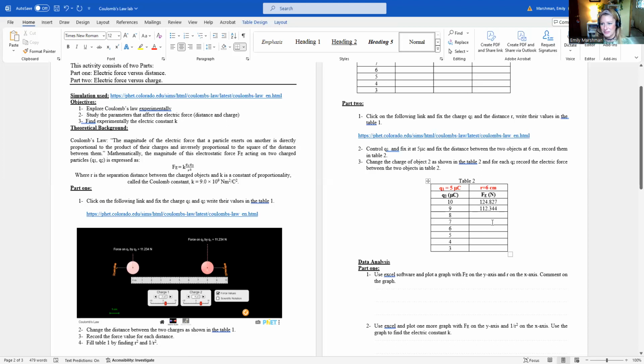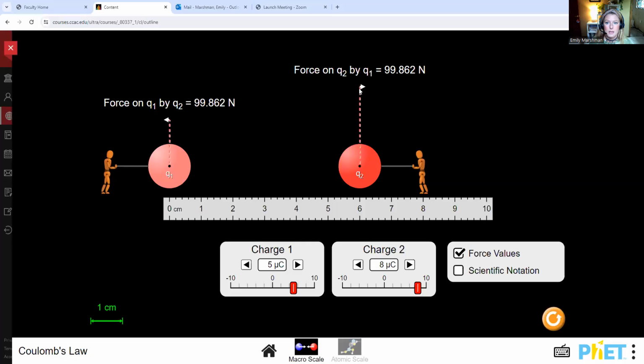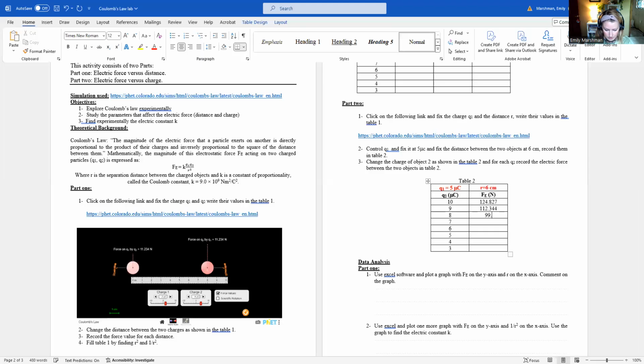Let's do one more so we have at least 3 data points. Now let's make the second charge 8 microcoulombs. All right, 99.862 newtons. Let's record that in the table. I will let you fill out the rest of the table when you work through the lab.